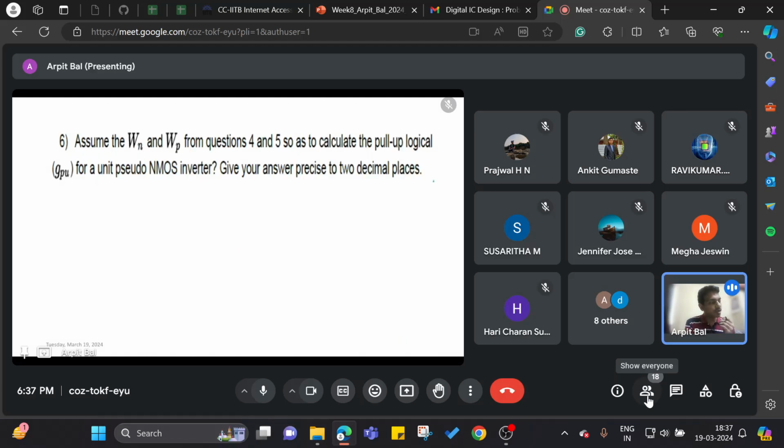Okay, so moving on to the next question. Assume the Wn and Wp from questions 4 and 5 so as to calculate the pull-up logical effort for a pseudo NMOS inverter. Don't need to bother about this part.